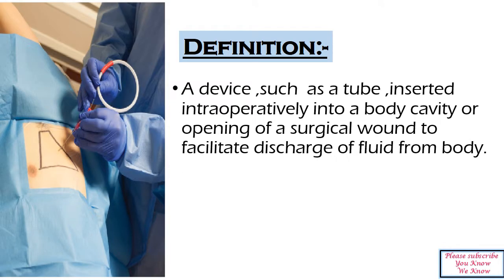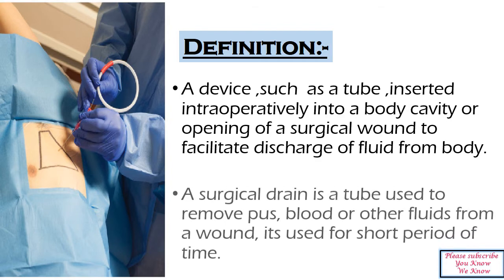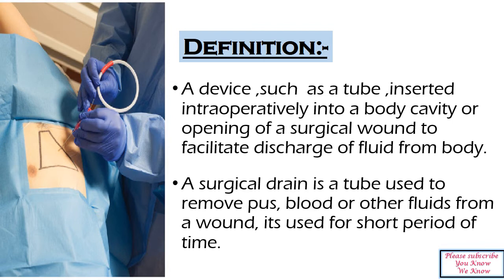Definition: a device such as a tube inserted intraoperatively into a body cavity or opening of a surgical wound to facilitate discharge of fluid from the body. A surgical drain is a tube used to remove pus, blood or other fluids from a wound. It's used for a short period of time.